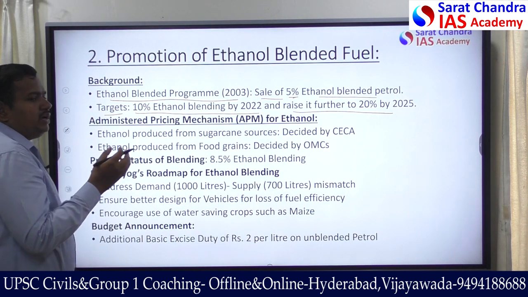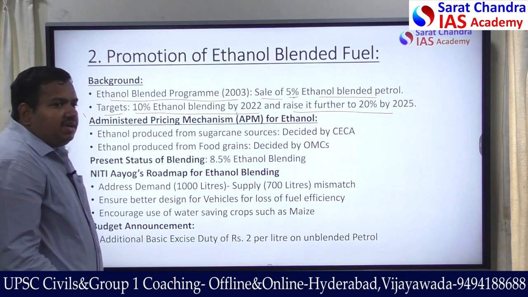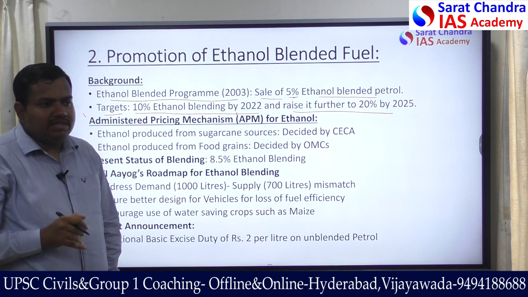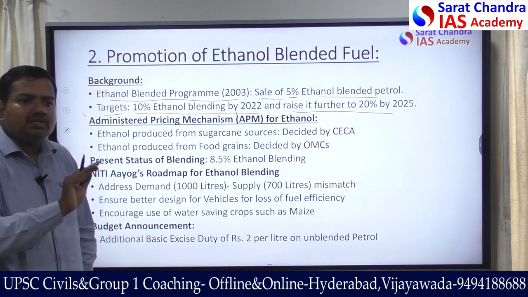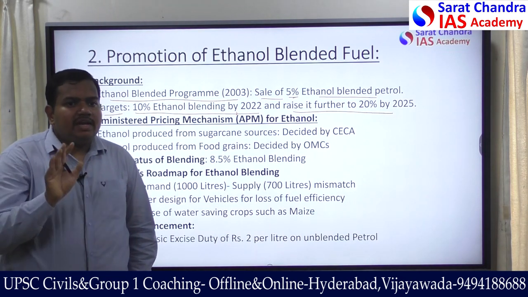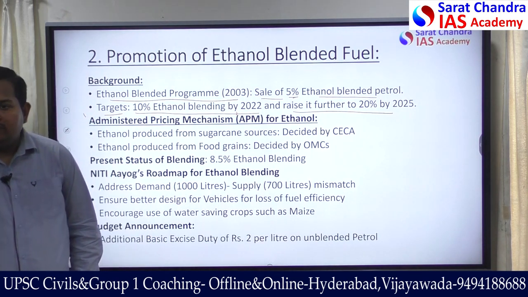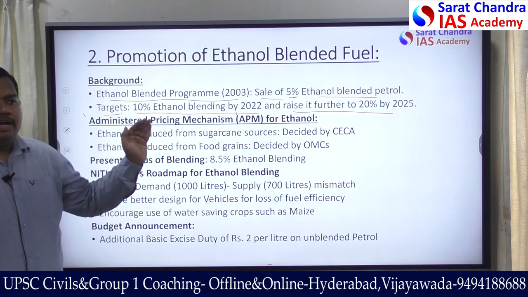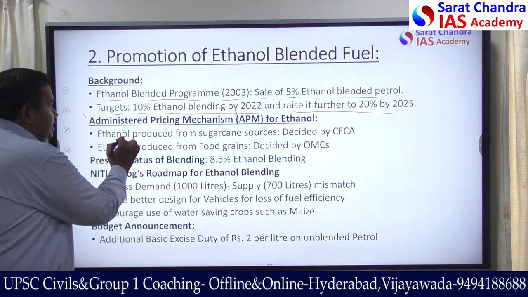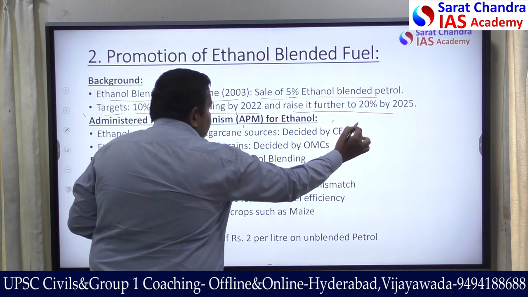With respect to ethanol, we have one price mechanism called the administered price mechanism. Administered price mechanism means the government, or some other authority, is going to fix the prices instead of leaving it to the market. Normally, prices will be decided by the market. If instead of the market, some authority fixes the prices, then we call it administered price mechanism. So with respect to ethanol, who is going to fix the prices? Ethanol produced from sugarcane, who is going to decide the price?